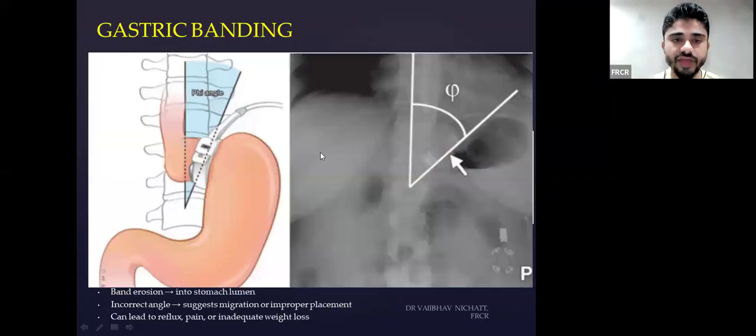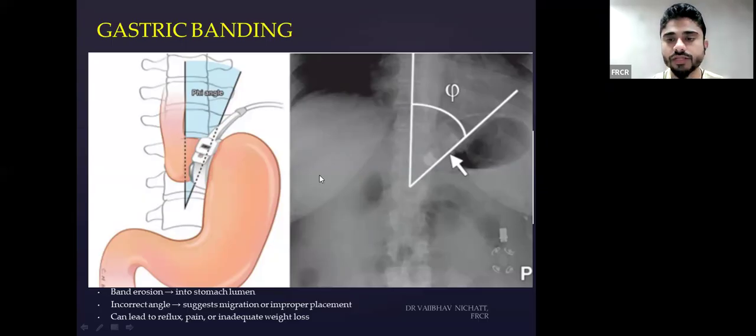Now, how to measure the phi angle? So, this is the gastric banding. This is the phi angle. You need to draw a vertical line in the mid portion of the spinal column, and you draw a line which is parallel to the gastric banding, and this is the phi angle. The phi angle should be 4 degrees to 58 degrees.